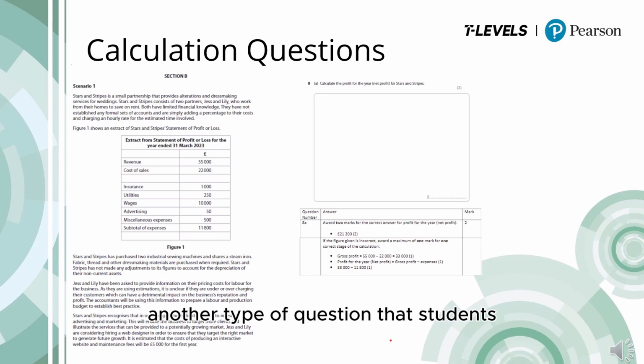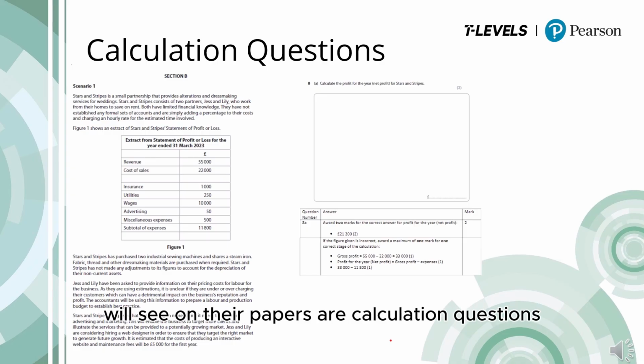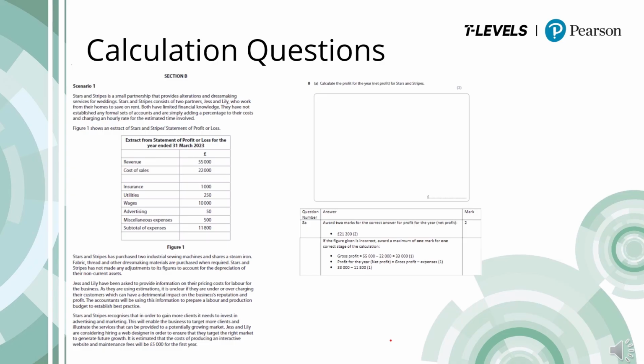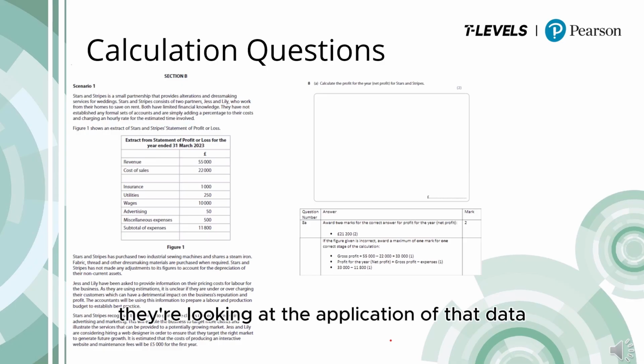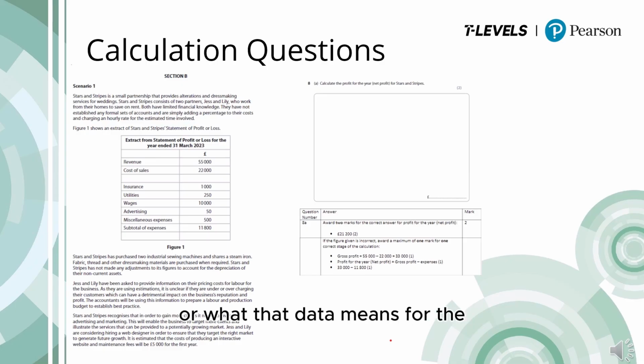Another type of question that students will see on their papers are calculation questions. Now, they will find that there are questions that have stimulus material with data on both papers, but on paper 1, they might be asked to calculate, as you can see in this question, whereas on paper 2, they're looking at the application of that data or what that data means for the business in the scenario.